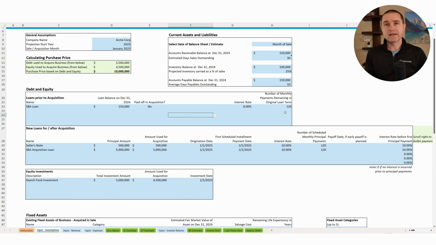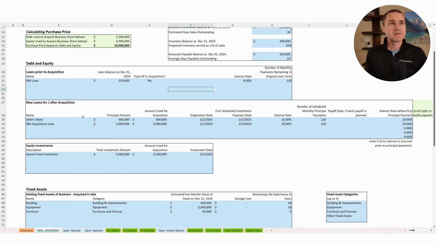And you can set the interest rate and the remaining term on that debt. Now you can have new loans. So let's say we're going to max out an SBA 7(a) loan for $5 million, and we're going to do a seller's note for $500,000. And then we are going to have a search fund investment of $5 million.